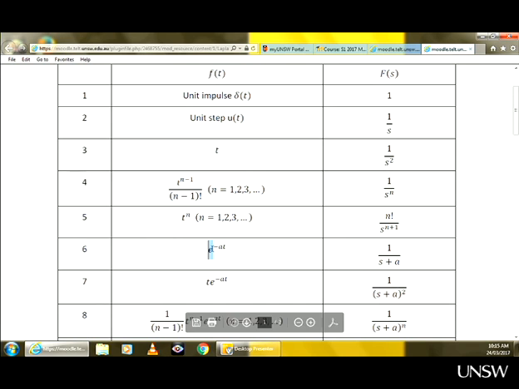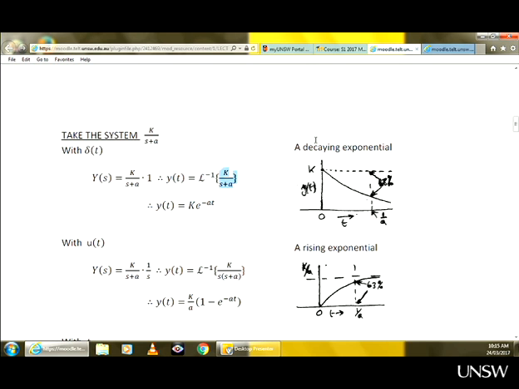It's actually case 6, apart from you have 1, not k, up here. So it's k times e to the minus at. A very simple function to visualize, to present graphically. As time goes from 0 to infinity, you have an exponential decay because this argument is negative. So start when time is 0, the value of y of t is k, and then as time approaches infinity, the function approaches 0.